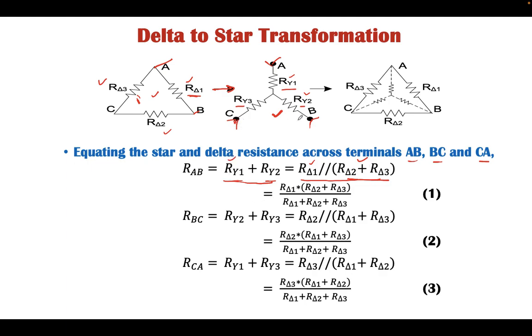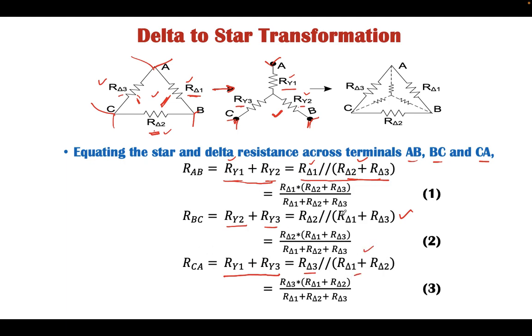Similarly, when the network is observed from terminals B and C, R star 2 and R star 3 are in series. From the delta point of view, these two are in series, and the series combination is in parallel with R delta 1, and hence the second equation will be this. And when we look at the network from A and C, for star connection the elements are R star 1 and R star 3. In the delta connection, the element is R delta 3, which is in parallel with the series combination of the other two resistances, and hence the total resistance is this.